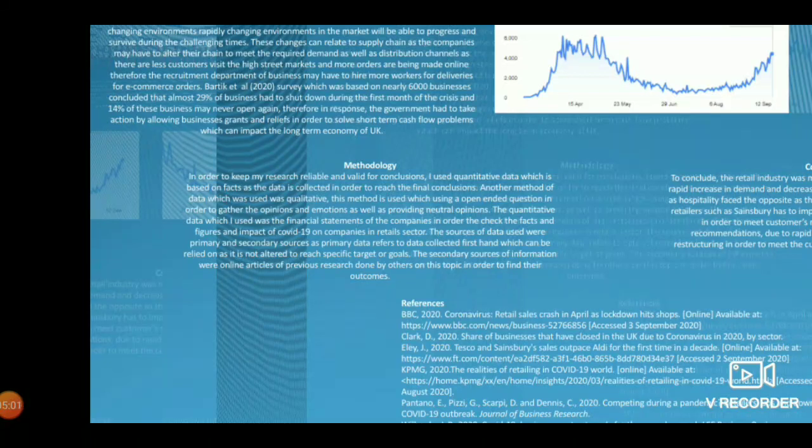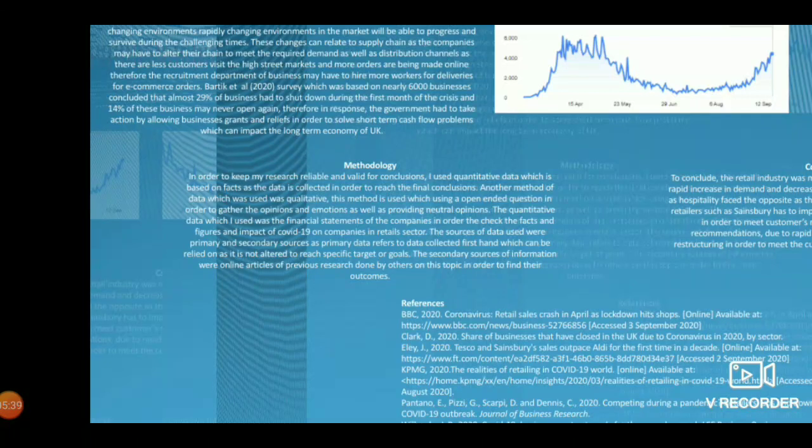The quantitative data which I used were the companies' financial statements. These were accessed from the companies' official websites, so they were not altered. I used these statements to check the facts and the figures, how companies' profits or other parts of the balance sheets and profit and loss statements changed during the months of March and April when the virus was at peak in comparison to earlier that year.